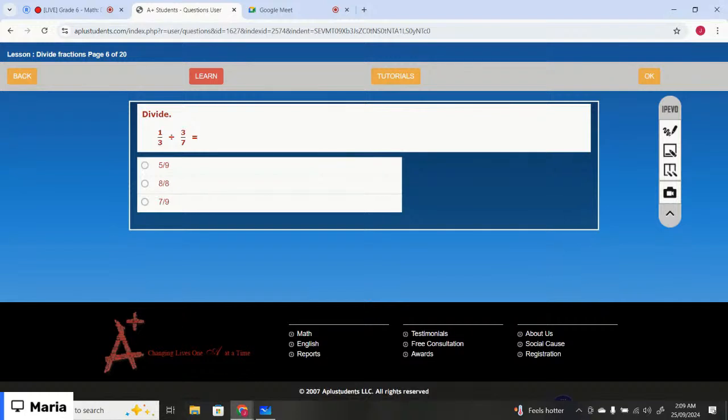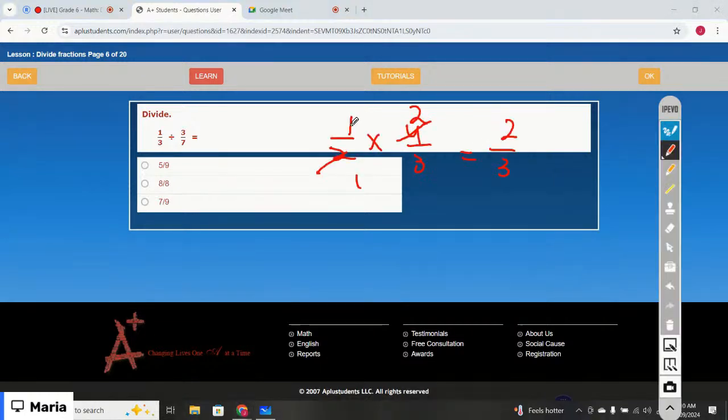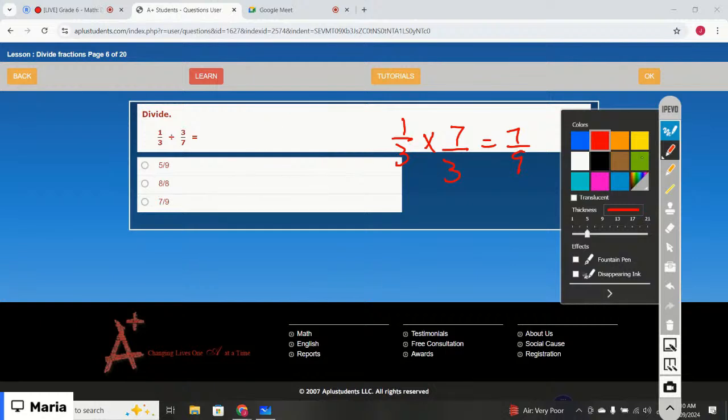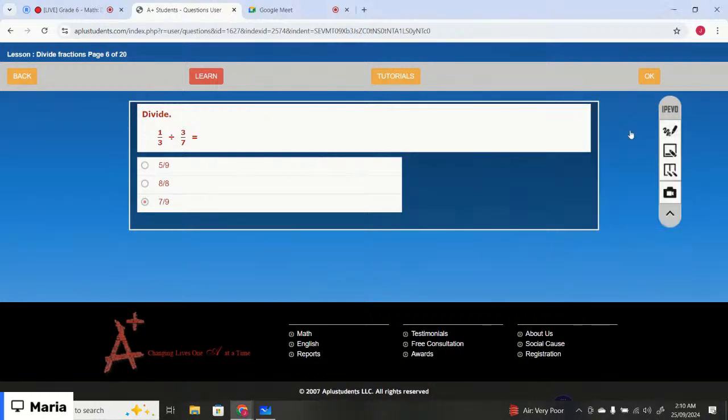Let's just replace the division sign with multiplication, that is then 7 after 3, 7 over 3. So that is 7 over 9. Option number 3 is the correct option. Got it? The correct option is 7 over 9.